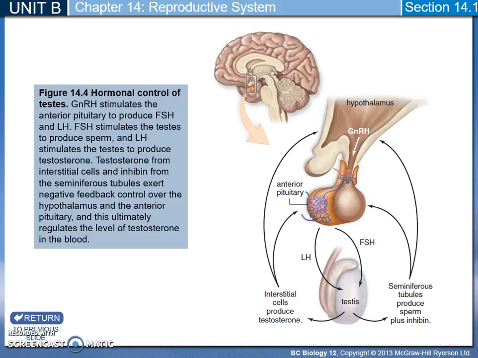And here again we have the area of the pituitary and the hypothalamus, which has its effect through luteinizing hormone and follicle-stimulating hormone on the testes, and once again you have this kind of hormonal feedback loop.